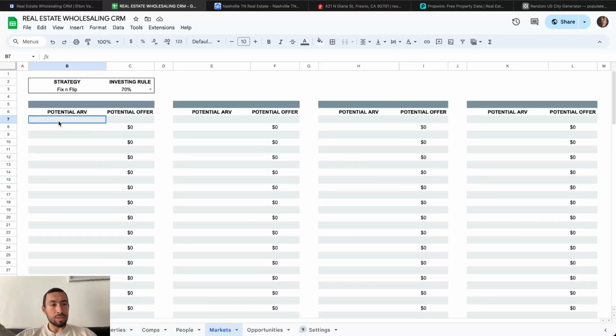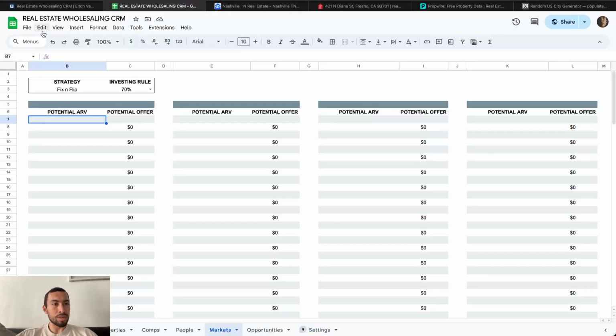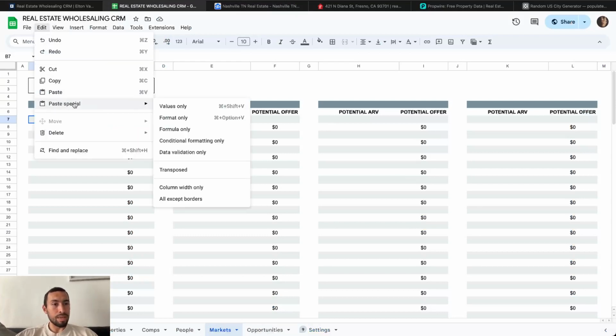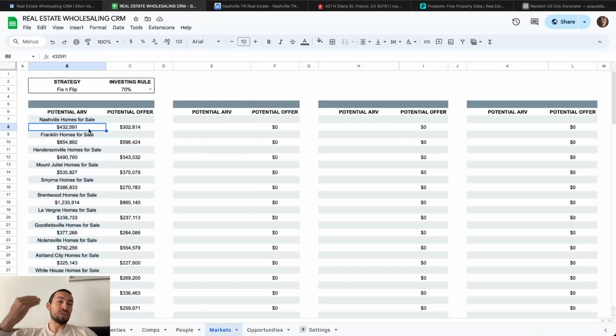But right here where it says potential ARV, this is where I'm going to paste all of my properties' potential ARVs from Zillow. So all of these that I just copied, I'm going to paste over here. I do have to do a little special paste, so I go through Edit, Paste Special, Values, and paste. And bam, the potential ARVs, or how much homes can go for, are on the left side, and on the right side there's a small formula that calculates how much my offer should be based on that zip code.